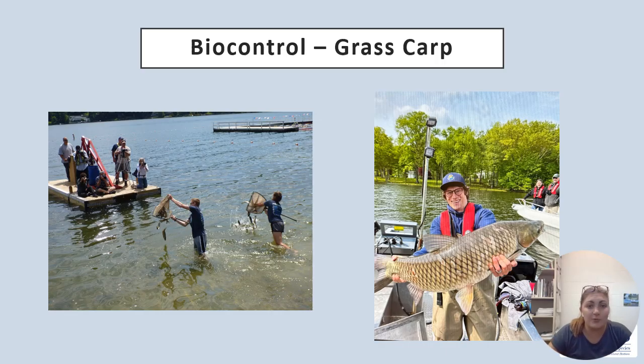Another option is biocontrol. Grass carp is what people most often think of, but there are insects and other ways to control aquatic plants. Grass carp are these sterile fish. They're triploid, so they cannot reproduce. You have to get a DEEP permit to put them in the lake. You put them in, and they're about 12 inches, and then they live anywhere from 10 to 20 years, and they get about as big as you can see in this picture, with a DEEP person holding one. They eat plants as they grow, and they do a really good job of it.